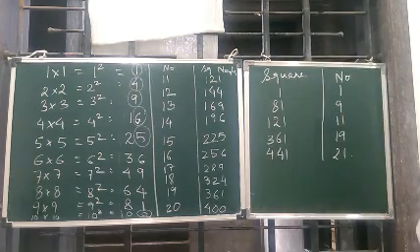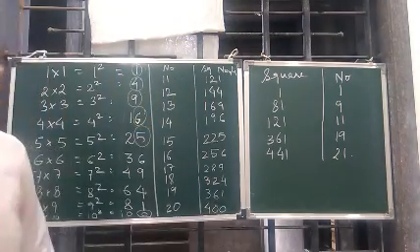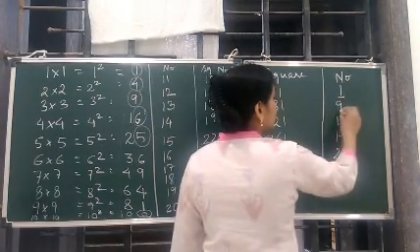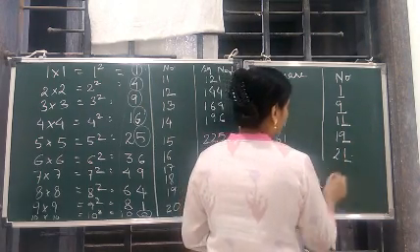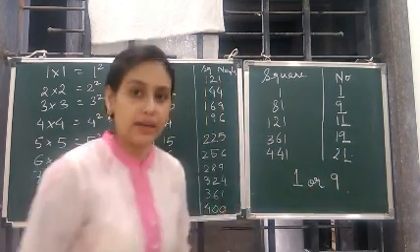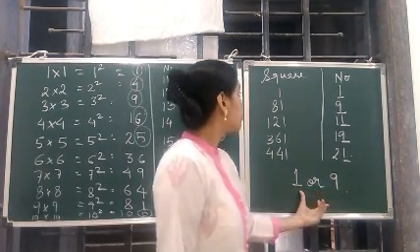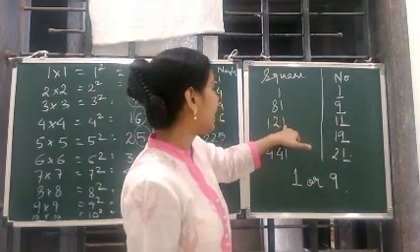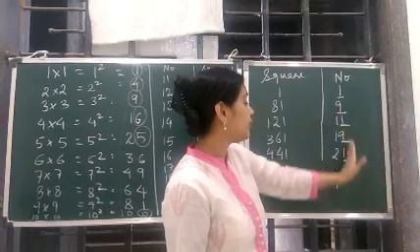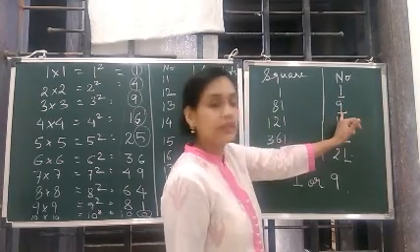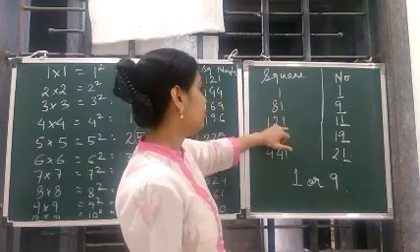So, what can you observe here? What can you observe? That the number whose units place is either 1 or 9, such numbers, square numbers, always end with 1. Okay? The numbers whose units place is either 1 or 9, their square numbers always end with number 1.